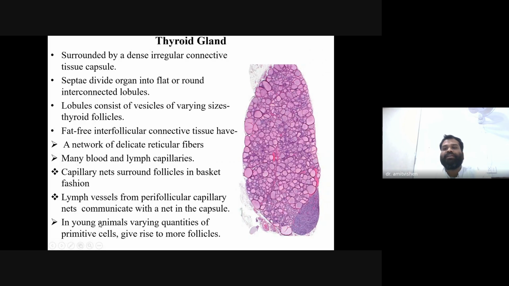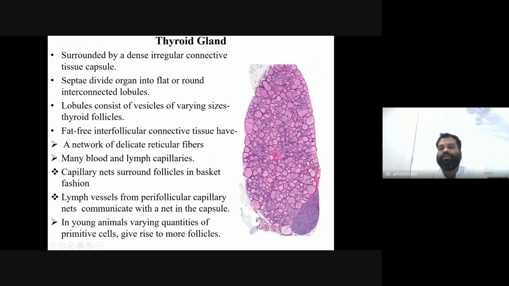Now let's talk about the thyroid gland. Everyone knows how important the thyroid gland is in human beings and also in animals. If we go into the histology, it is surrounded by a dense irregular connective tissue capsule. This is the capsule, I'm scrolling my arrow, you can see the capsule.